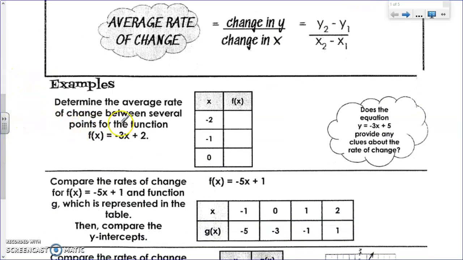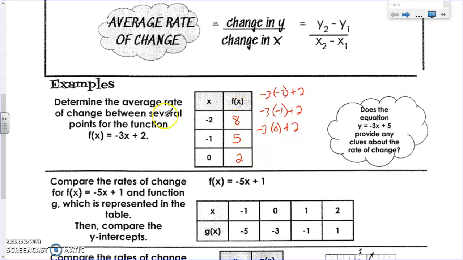So if we come down here and we have this function f of x equals negative 3x plus 2. And we want to know when x is negative 2, what is y? So if we plug negative 2 in here, we have negative 3 times negative 2 plus 2. That'll be 6 plus 2 is 8. Then if we take negative 1 and put it in place of x, we have negative 3 times negative 1 plus 2. Negative times negative is positive 3, plus 2 is 5. If we put 0 in, that's 0 plus 2 is 2.